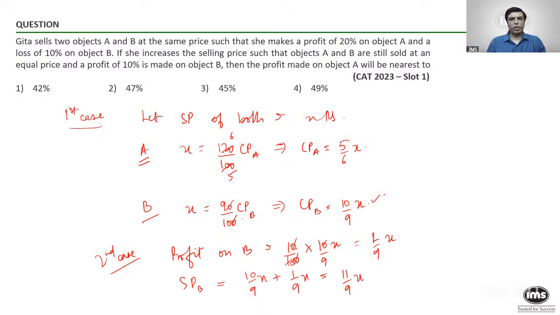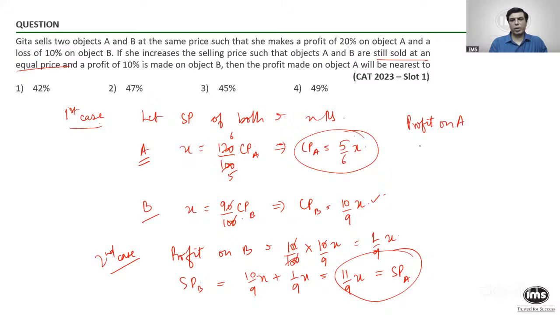Okay. Now what is known to us is that the selling price of A and B is the same in the second case also. It is still sold at an equal price. So this is not only the selling price of B, but also the selling price of A. Right? This is the cost price of A. This is the selling price of A. So how much is the profit on A? Profit is nothing but selling price minus cost price. If we take the LCM of 9 and 6, that will be 18. So 22 minus 15, 7 by 18 x. So 7 by 18 x is the profit.